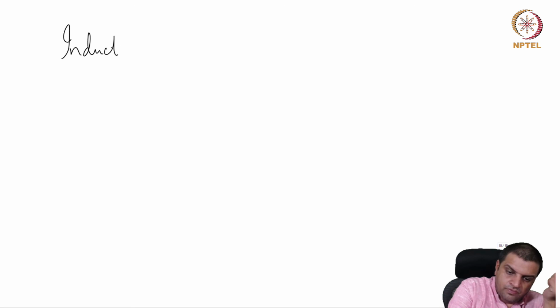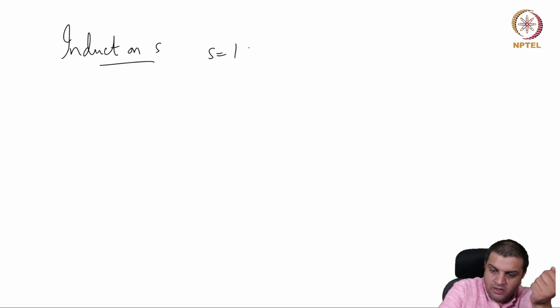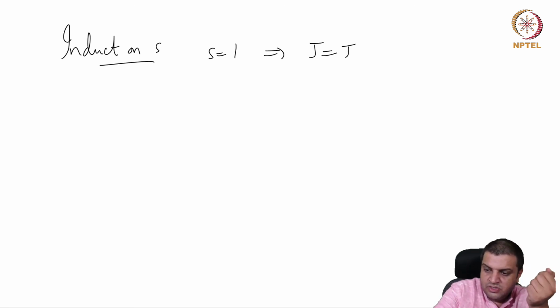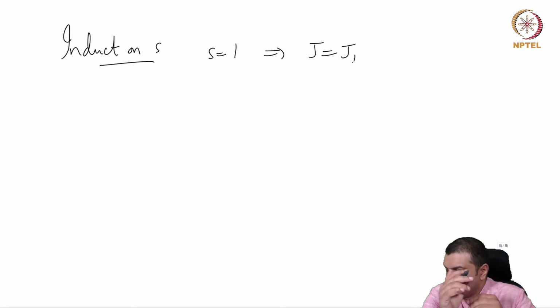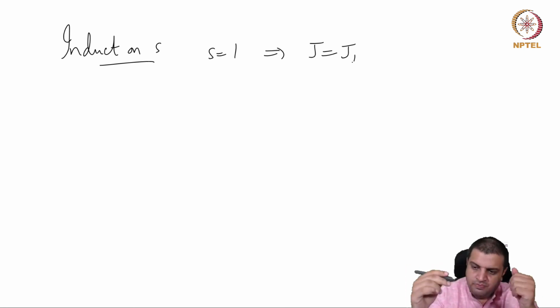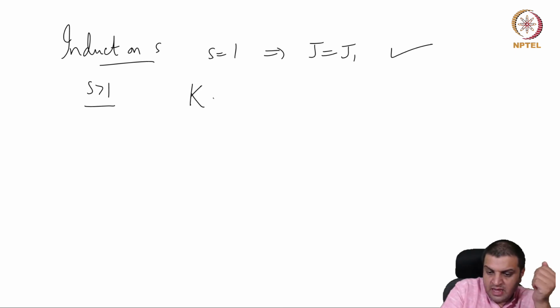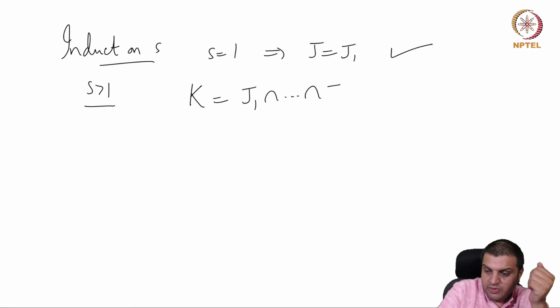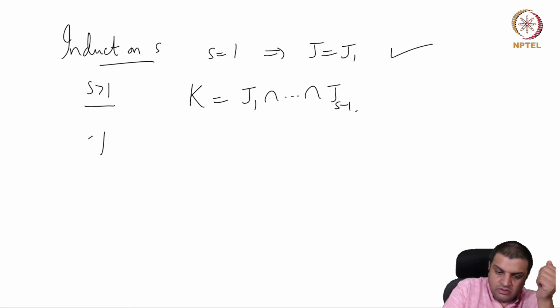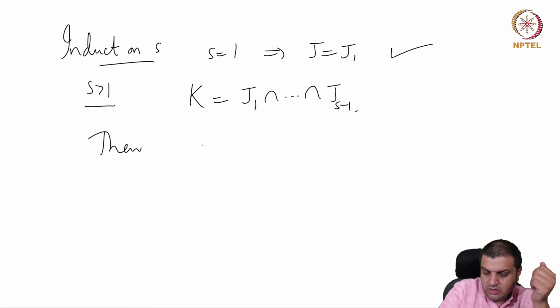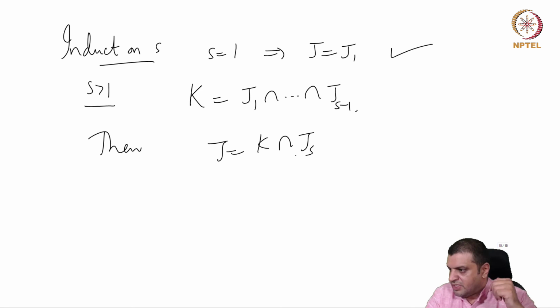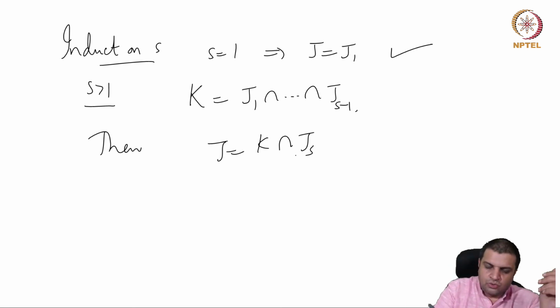Now induct on s. s equals 1 implies that J equals J1. Then there is nothing to prove. If s is greater than 1, write K to be J1 intersect all the way up to J_{s-1}. Then J is K intersect J_s. All of them have the same dimension. Now use the same short exact sequence and conclude.